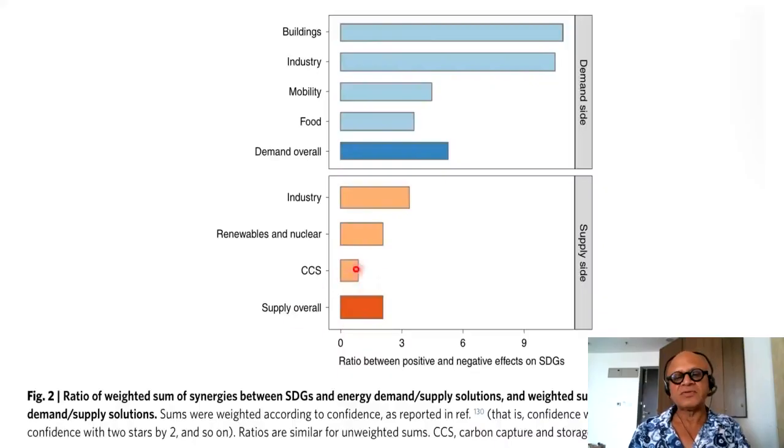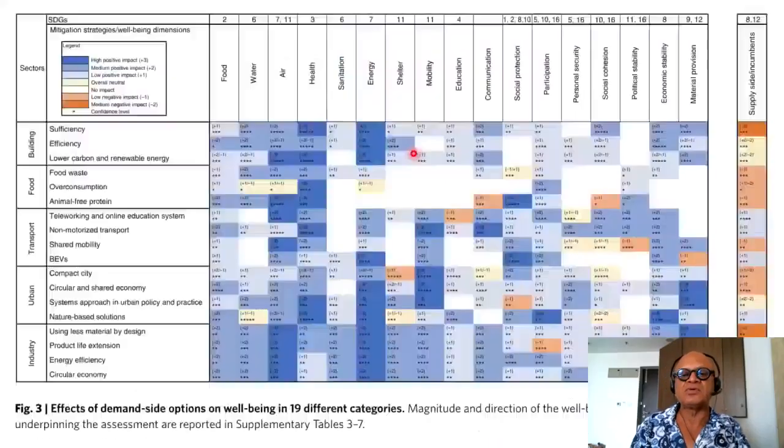Depends on the various details involved in how these are calculated. So overall supply impact on SDGs is not that high in terms of positive versus negative, whereas demand side solutions can offer a much bigger range.